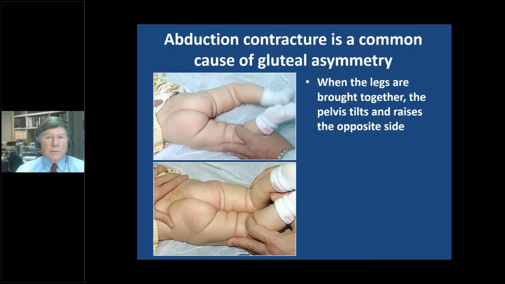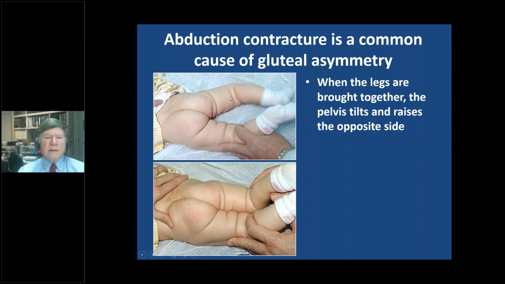Now, there are other reasons for gluteal asymmetry, and one of them is an abduction contracture, where the leg is stuck out to the side. Infants that are in the fetal position have their legs crossed over, and one leg often has more abduction than the other. Now, when the legs are brought together, the pelvis tilts, and this raises the opposite side.